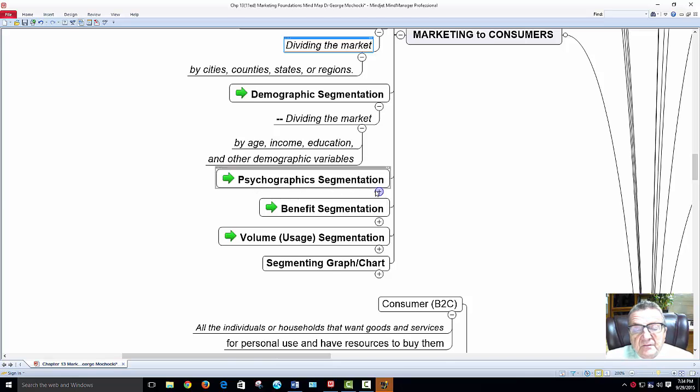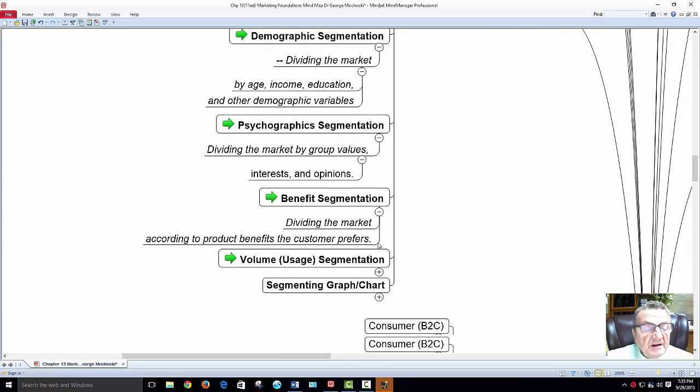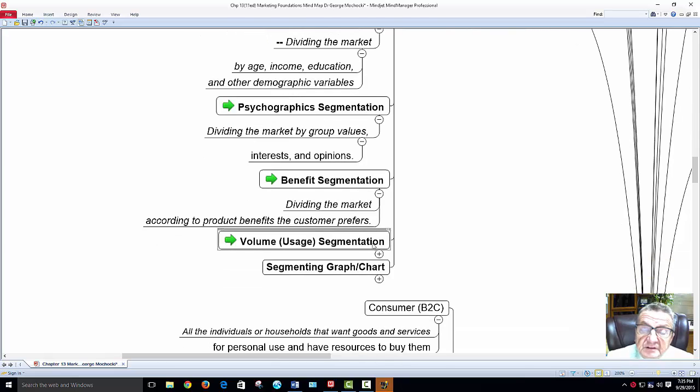Now, psychographic, and here I'm dividing the market by group values, interests, opinions. I want to say lifestyle, depends on the author, didn't use it, but you could throw that in there. Okay, now benefits segmentation. Okay, dividing the market according to the product benefits the customer prefers.